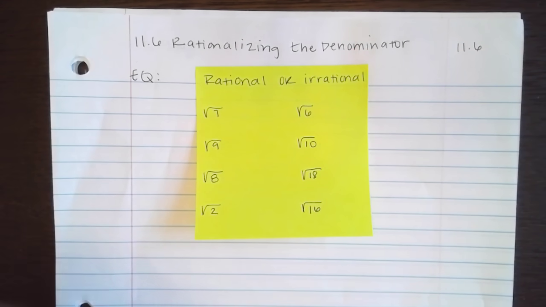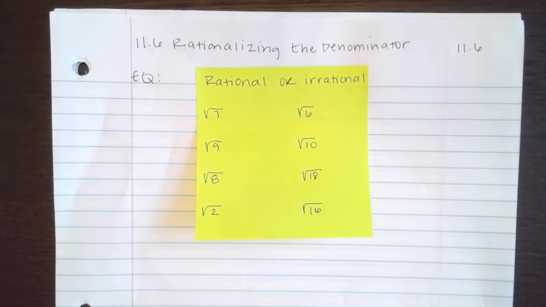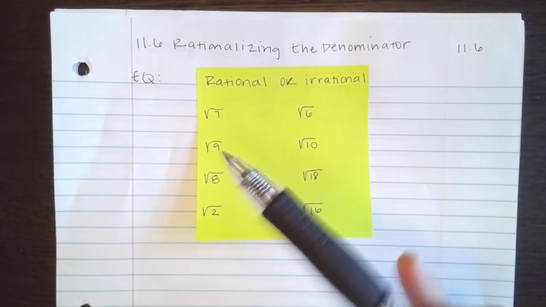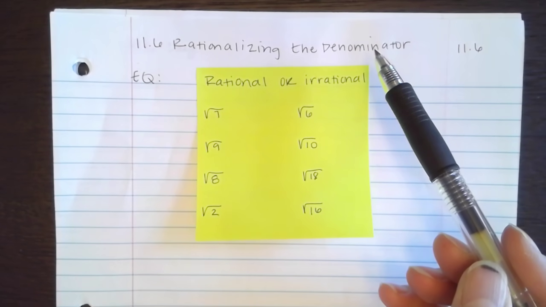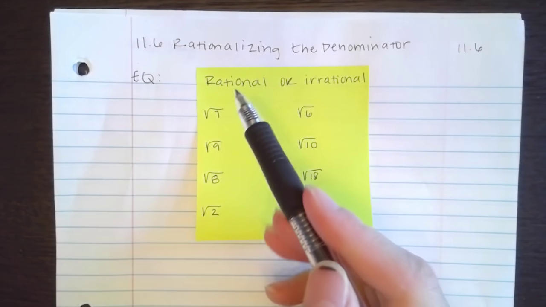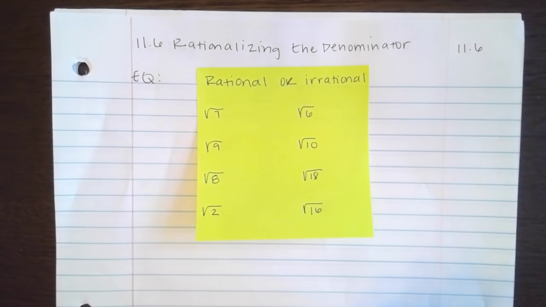Hello, algebra students, and welcome to 11.6 continued, because we've been doing a lot of 11.6 simplifying square roots, and today we're going to talk about what happens if there's a square root in the denominator, because we don't want that. So let's quickly do a little review of what rational and what irrational means.